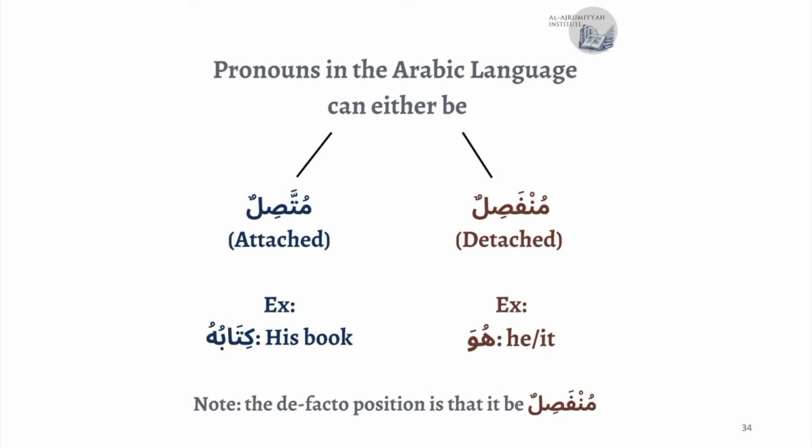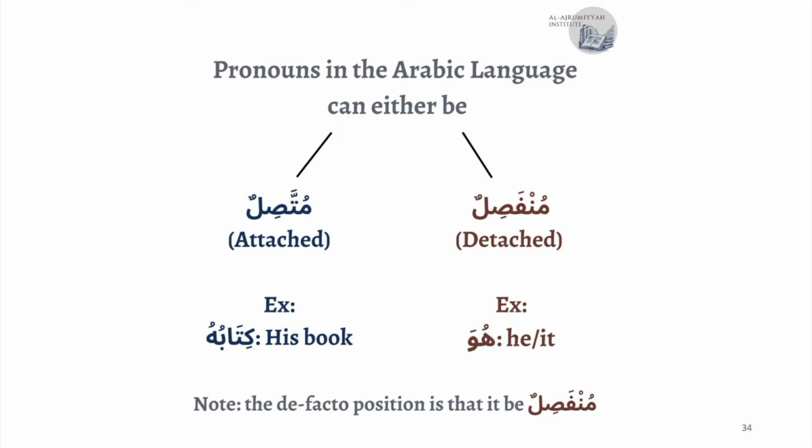that pronouns in the Arabic language can be either muttasilun or munfasilun. Muttasilun means attached, munfasilun means detached. The reason it's important to understand is that when the pronoun is munfasilun, detached, like huwa, he or it, depending on the context, huwa can mean he or it. If it's referring to something rational, something that has an intellect, like a person, it's going to mean he. But if it's referring to a book, then it's going to mean it. So huwa ala al-maktab, it is on the desk, for example.